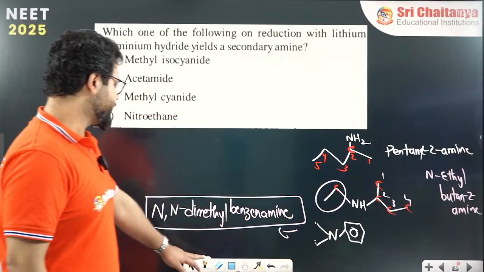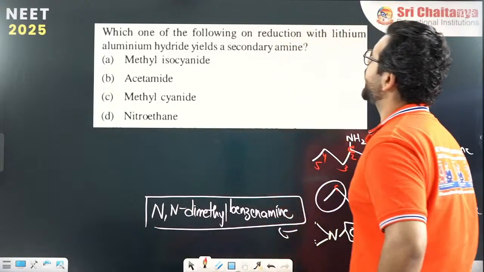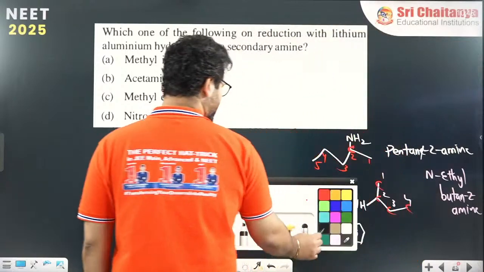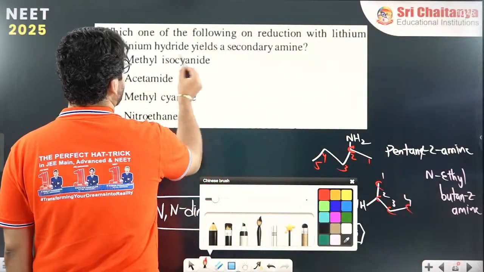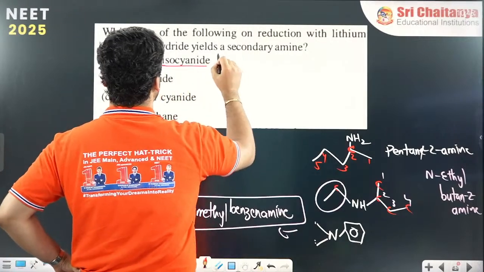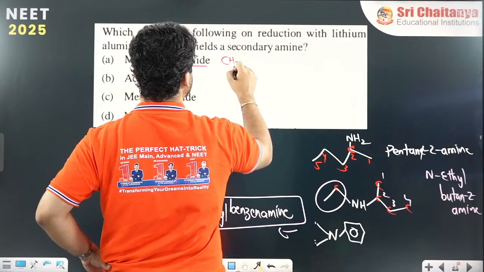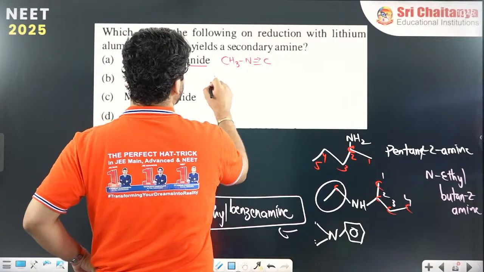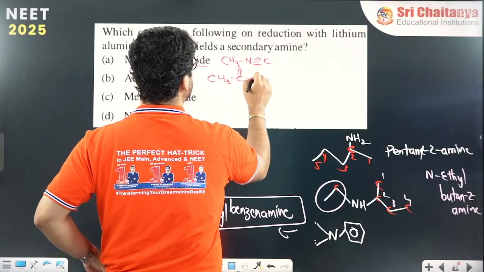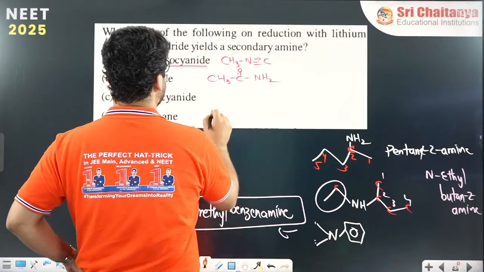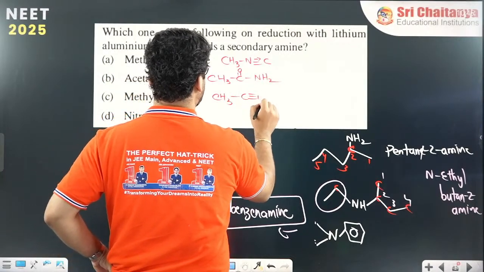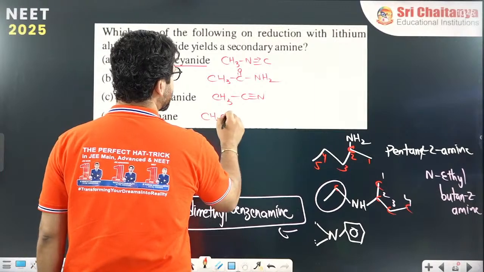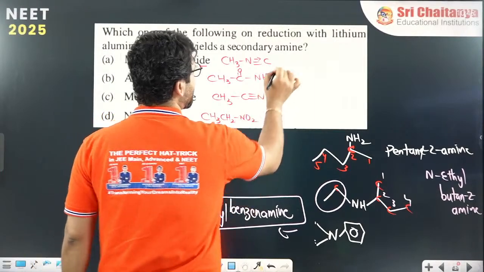Next one. So next question is, which of the following on reduction with LiAlH4 yields a secondary amine? Now if you want a secondary amine, you can do all the reactions. Isocyanide, methyl isocyanide, CH3NC. Acetamide, CH3CONH2. Methyl cyanide, CH3CN, common name. It is actually ethane nitrile. Nitroethane, CH3CH2NO2.